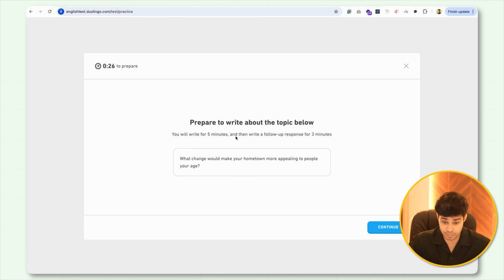You will write for 5 minutes and then write a follow-up response. Okay, and what is the thing I'm writing about? What change would make your hometown more appealing to people your age?